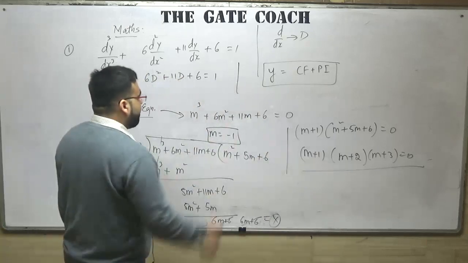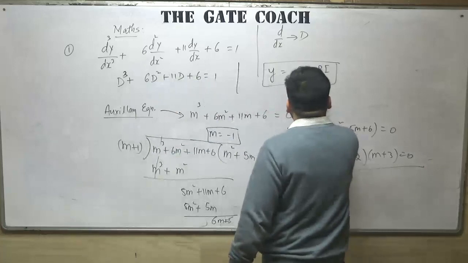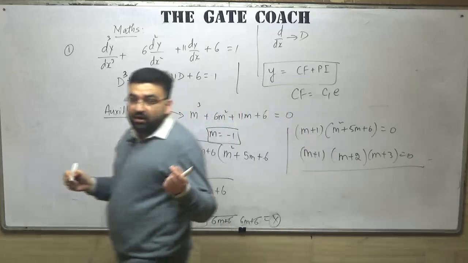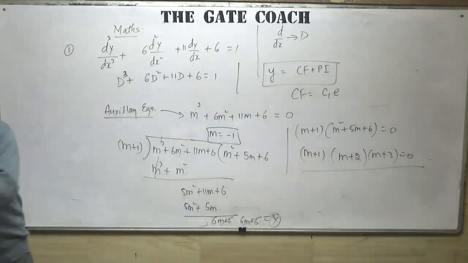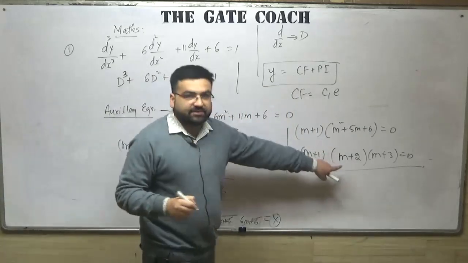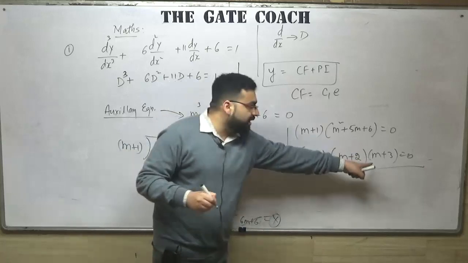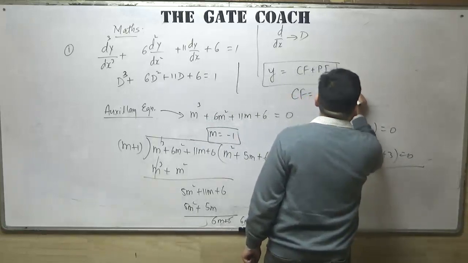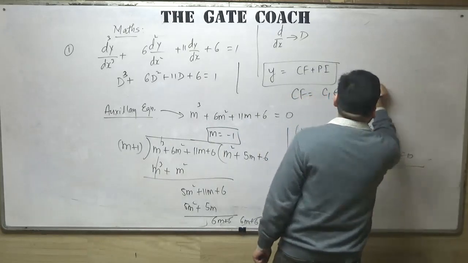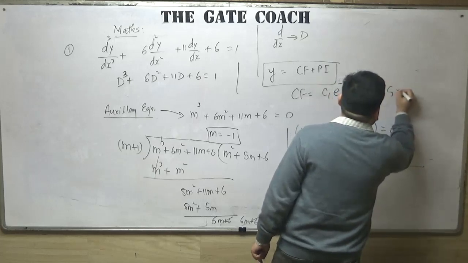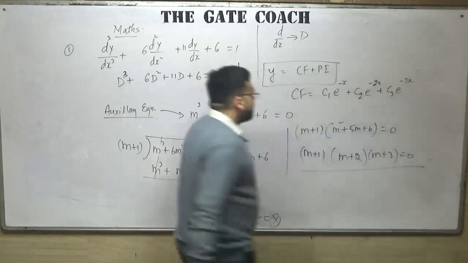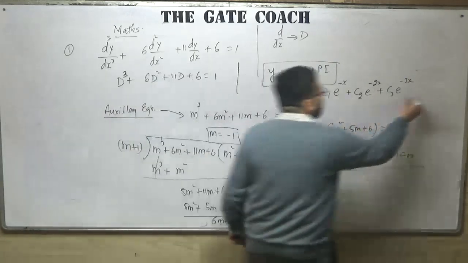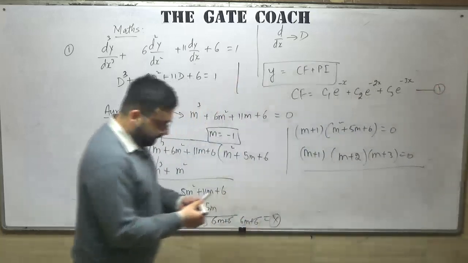So what is the complementary function? The complementary function CF will be equal to C1 e raised to the power m1x plus C2 e raised to the power m2x plus C3 e raised to the power m3x, and so on. Now m1 is minus 1, m2 is minus 2, m3 is minus 3. So it will be C1 e raised to power minus x plus C2 e raised to power minus 2x plus C3 e raised to power minus 3x. This is the complementary function, equation number 1.